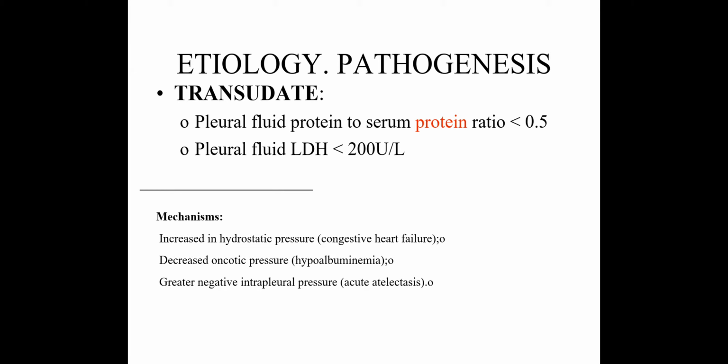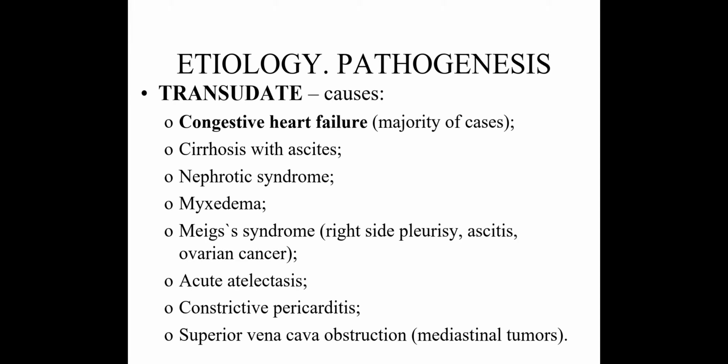Transudate: pleural fluid protein to serum protein ratio less than 0.5, pleural fluid LDH less than 200 units per liter. Causes of transudate: congestive heart failure in the majority of cases, cirrhosis with ascites, nephrotic syndrome, myxedema, so systemic causes, acute atelectasis, constrictive pericarditis, superior vena cava obstruction.